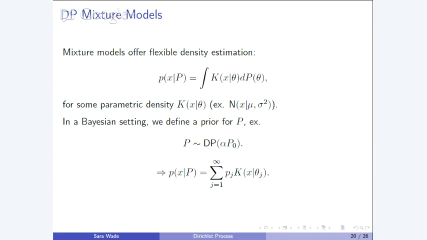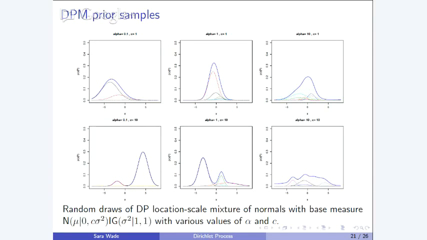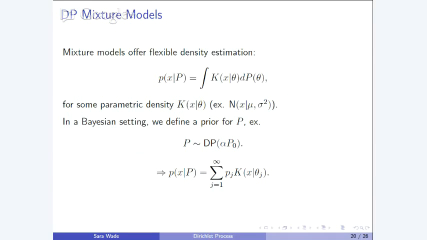So in a Bayesian setting, we need to put a prior on P, and the common choice is the Dirichlet process prior. Since P is discrete with probability 1, we can represent this as an infinitely countable mixture of our parametric kernels. Okay, so here are some samples from the Dirichlet process mixture. So this is a Dirichlet process location scale mixture of normals. So my kernel here is a normal, and theta is equal to the mean and the variance.